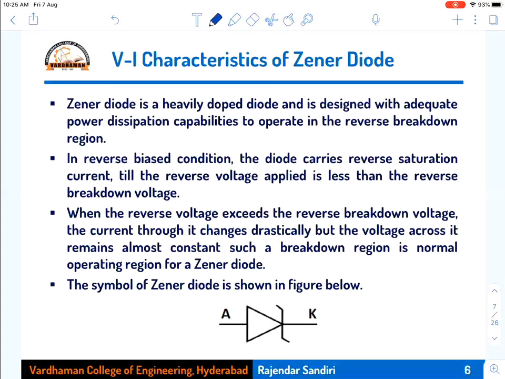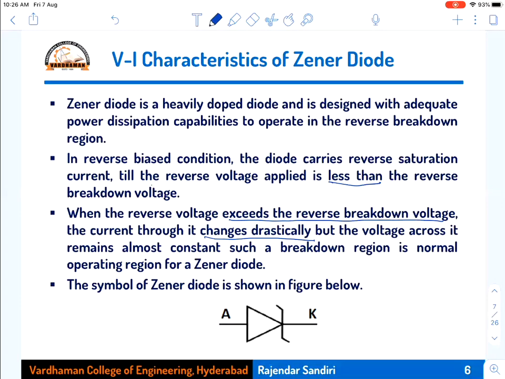So in reverse bias condition, the diode carries reverse saturation current till the reverse voltage applied is less than the reverse breakdown voltage. When the reverse voltage exceeds the reverse breakdown voltage, the current through it changes drastically, but the voltage across it remains constant. So current is changing drastically at a single point of voltage. Voltage constant, current increasing drastically.